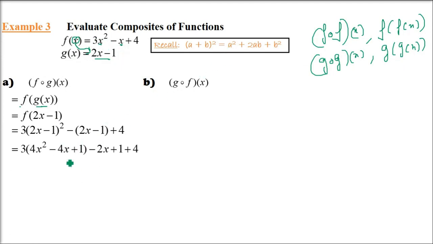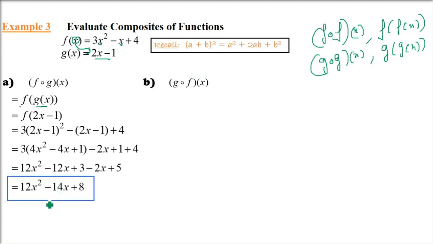And just open it. You know (a plus b) whole square is a square plus b square plus 2ab. So you get this expression. This is just a simplified expression.